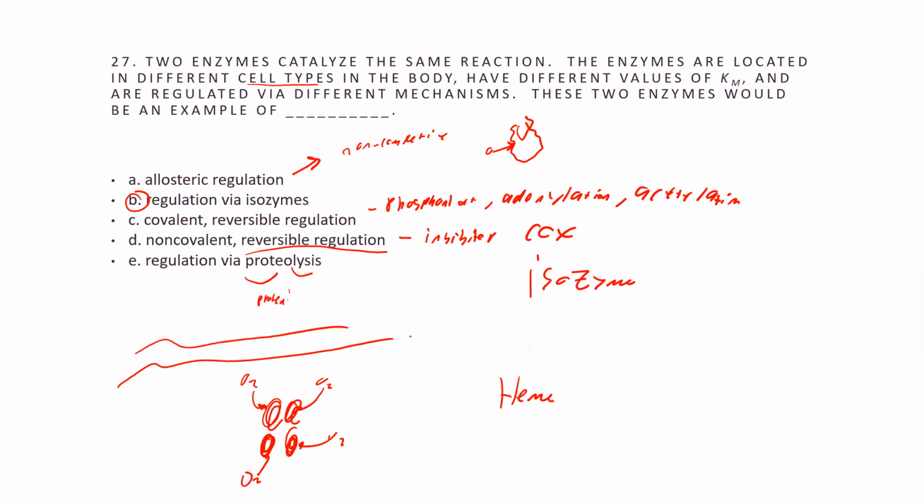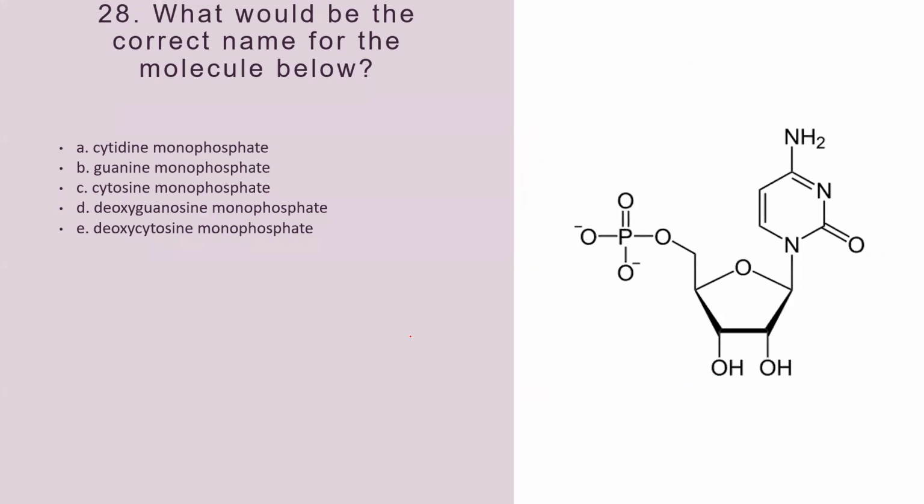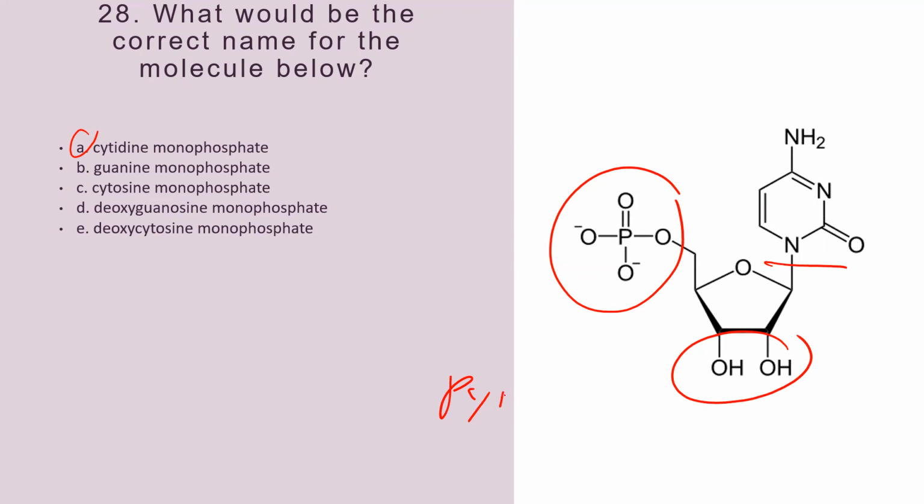Okay. I would just go over the examples that she gives in class, especially heme. Heme is which one? Allosteric, yeah, exactly. Okay, sorry, I'm just trying to get through all the questions. What would be the correct name for the molecule below? And why is it A? One phosphate. Okay, here it's ribose, not. Yep. Yep, I mean, yes.